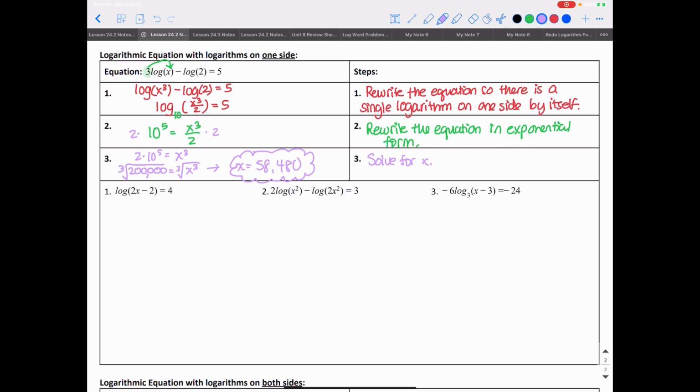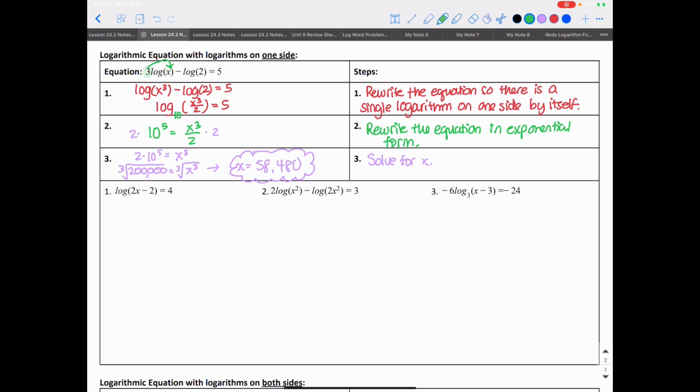These equations all have just one logarithm, only logarithms on one side. So for number 1, the first thing I'm going to do is rewrite this so it's a single logarithm. Oh, never mind, that's already done. I don't have to do anything. I'm going to skip step 1 and go to step 2.